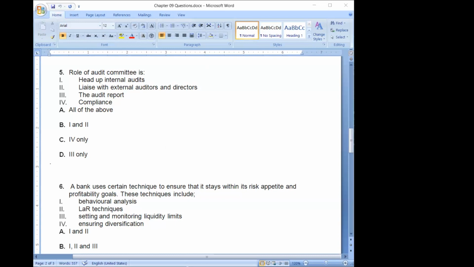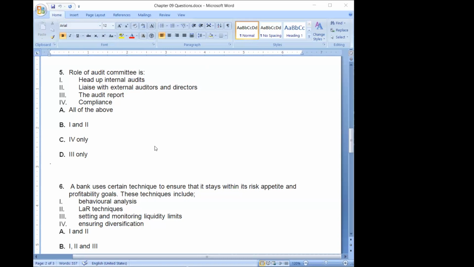Let's see the question. Role of audit committees: head up internal audits, liaise with external auditors and directors, the audit report, compliance. All of the above, 1 and 2, 4 only, 3 only.